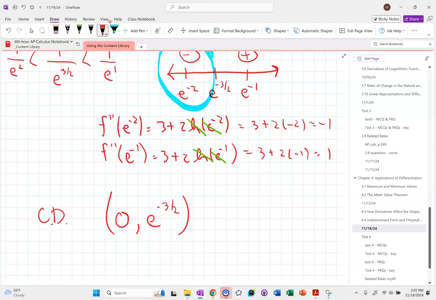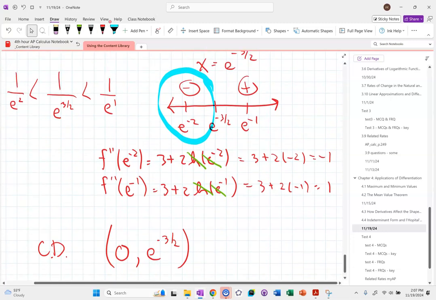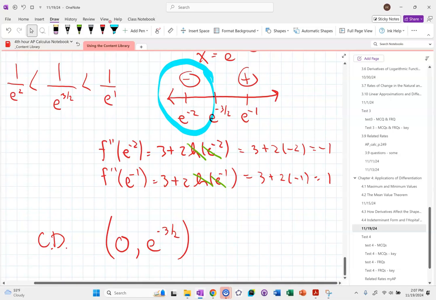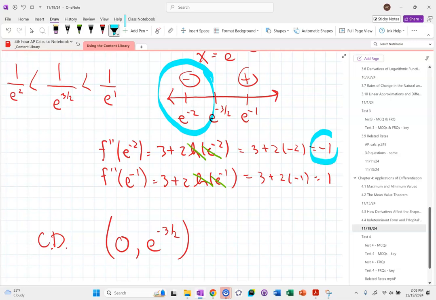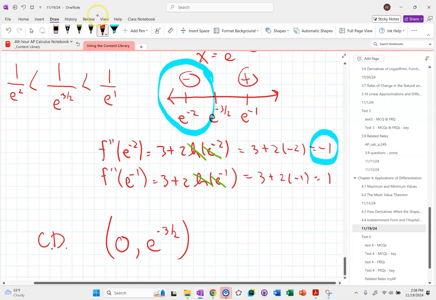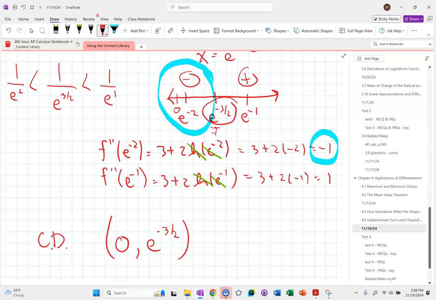How do you get to concave down? Is it because of the negative portion, or because it equals negative 1 when you plugged it in? I knew that this section is concave down because the second derivative is negative on that section. And because the problem says for x greater than 0, I know 0 is going to be the lower bound, up to my inflection point.